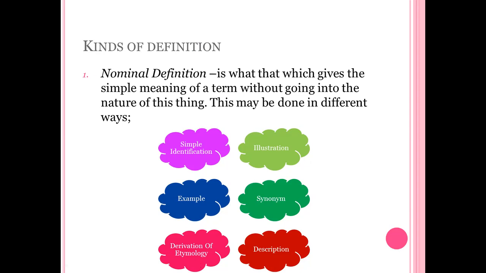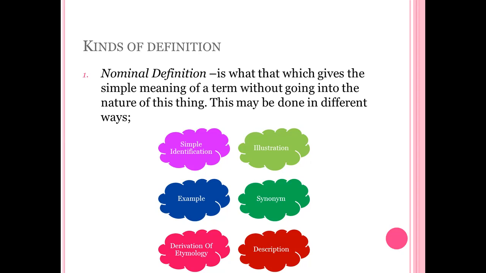For derivation or etymology, let's have some examples. We have the word briskest, which is derived from the Dutch brak, which means salty. So again, for the derivation of etymology, the word definition originally comes from the Latin word definire, which means to enclose within limits.